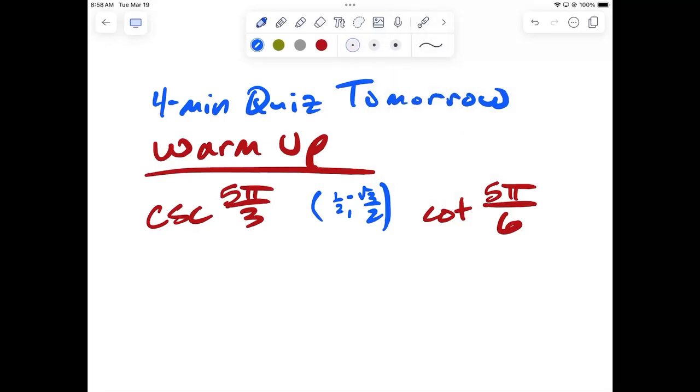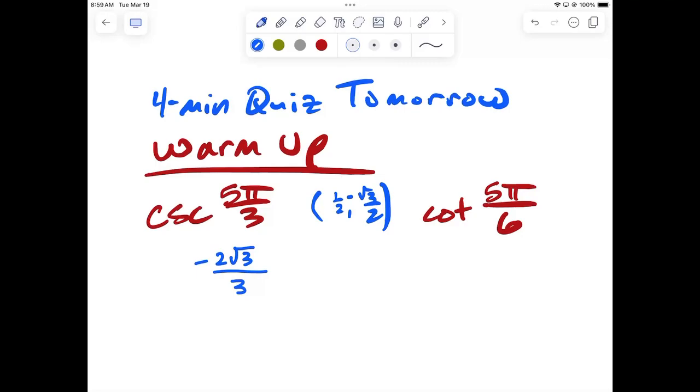All right, so now the cosecant is the reciprocal of the sine, which is the y value. So you have to flip negative square root of 3 over 2. When you flip it, you get negative 2 over the square root of 3, which when you rationalize is negative 2 square root of 3 over 3. And there's the answer.